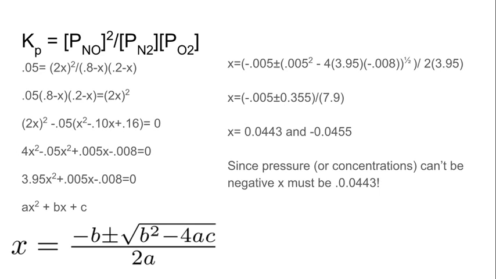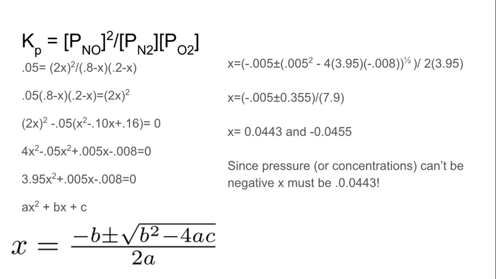Now, to find the x value, we have to put it into the quadratic formula because you can't really simplify it with just writing it out. So the quadratic formula is x is equal to minus b plus or minus the square root of b squared minus 4ac, divided by 2a. A, B, C are the coefficients of x squared, x, and the constant with no x. So we plug that in, and we get x is equal to 0.0443 and negative 0.0455.